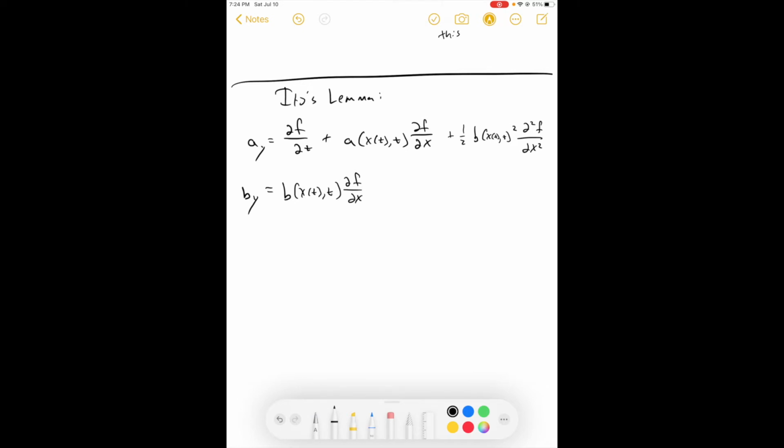So the whole thing altogether tells us that dy is equal to the partial of f with respect to t plus a, which is a function of x and t, times the derivative of f with respect to x, plus 1/2 the original b squared, times the second derivative of f with respect to x, dt, plus the original b times the first derivative of f with respect to x, dB.